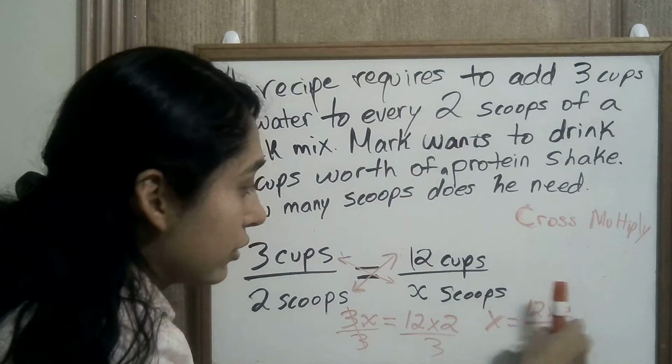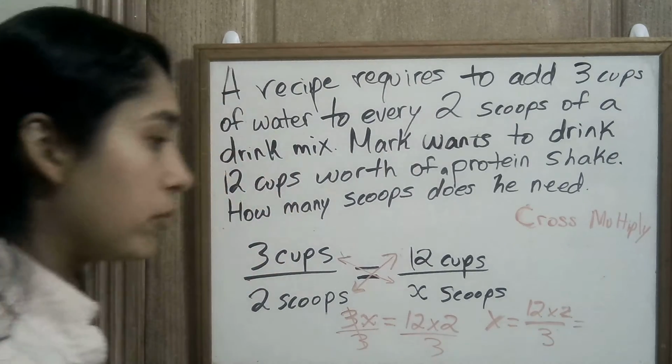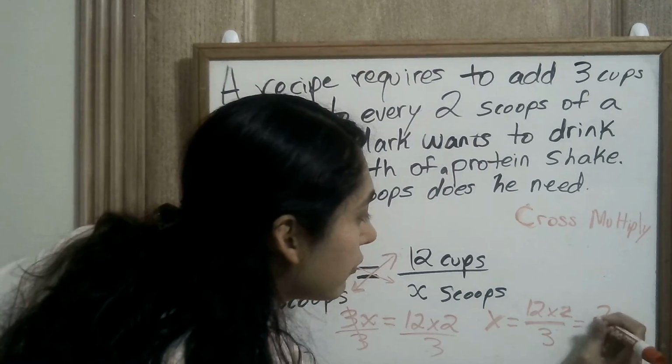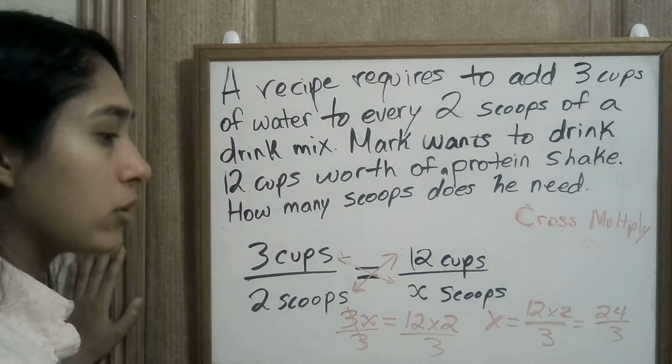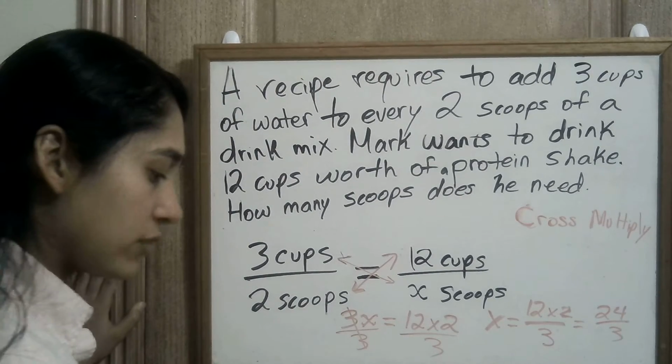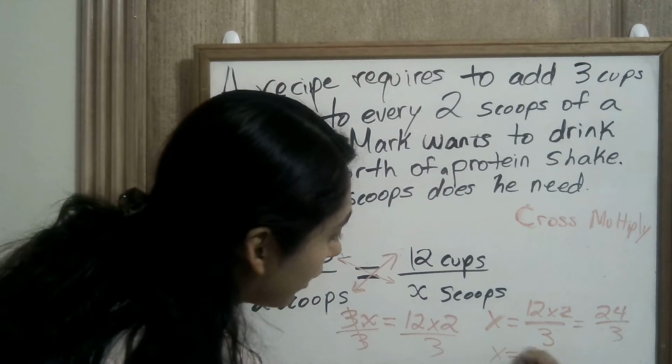Let's make that look like a 3. Alright, you've got that. Let's simplify. 24 over 3. That sounds very familiar. 24 over 3 is x is equal to 8.